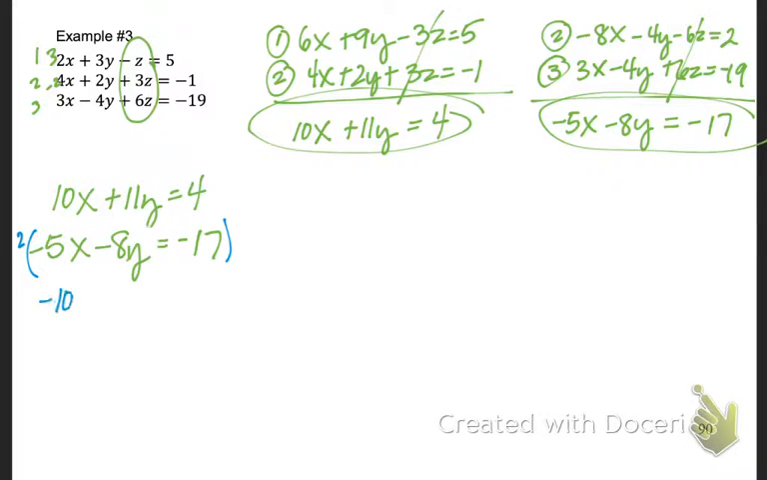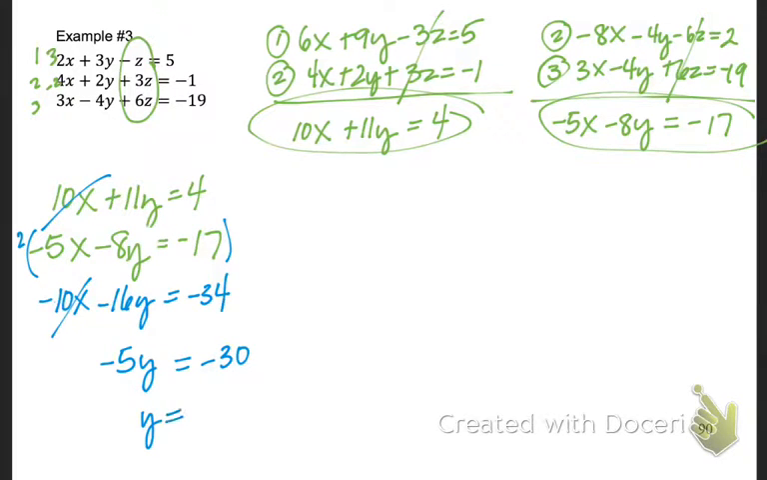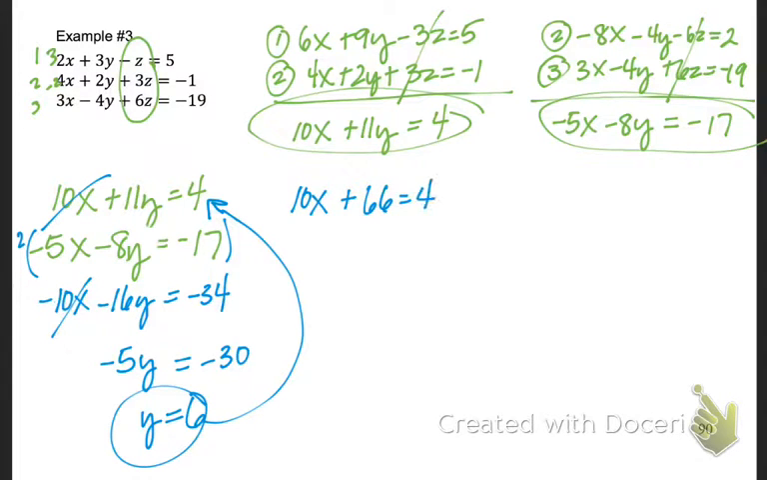So I would have -10x minus 16y equals -34. And the x's will cancel. I have -5y equals -30. So y is going to be +6. Then I take that and I plug it back into one of the originals. So let's just say the top one. 10x plus 11 times 6, which would be 66, equals 4.